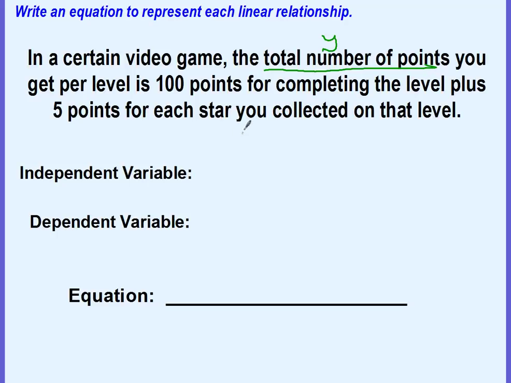And what you need to know is how many stars you collected. That's going to be your x. So our independent variable is x, which is the number of stars, because you get 5 points for each star. And the dependent variable is y, which is going to be the total points.